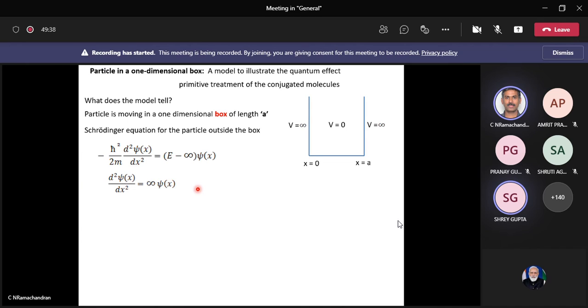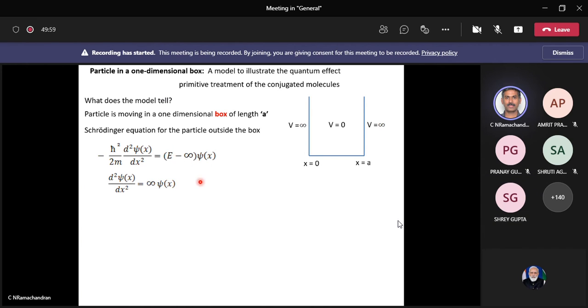Yes. E is the total energy. Sir, if V is the potential energy, then E would be the kinetic energy plus the potential energy. So E would also be infinity. Why would it be a small number?